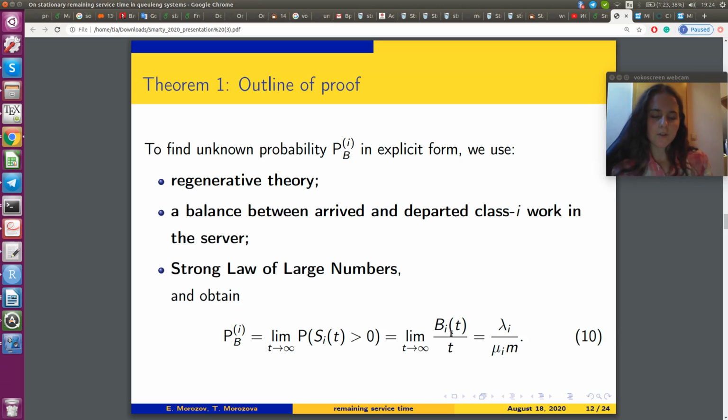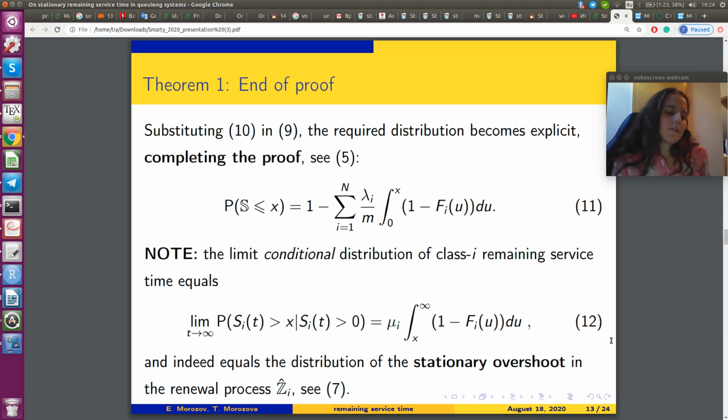I can also mention that it's intuitively clear that we can express this probability as the fraction of time when the server was busy by a customer of class i divided by the whole time. And now we can get the explicit form. The only thing we need to do is substitute our obtained expression into our formula for the limit, for the tail distribution, and we can see the result in Formula 11. So now we have this in explicit form, and the theorem is proved.